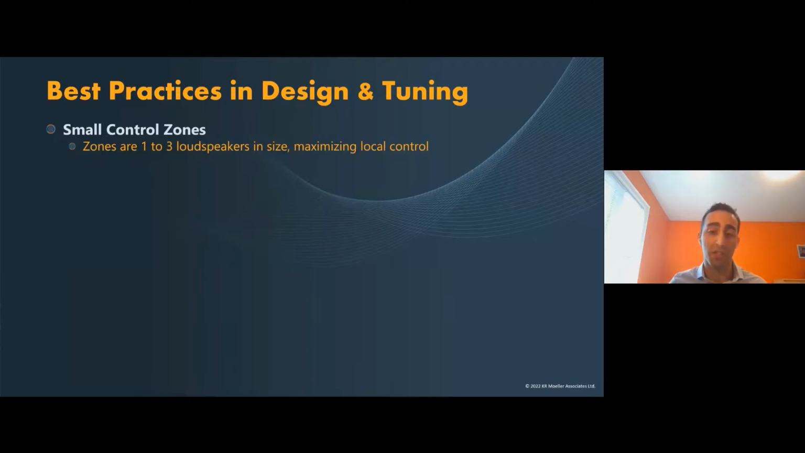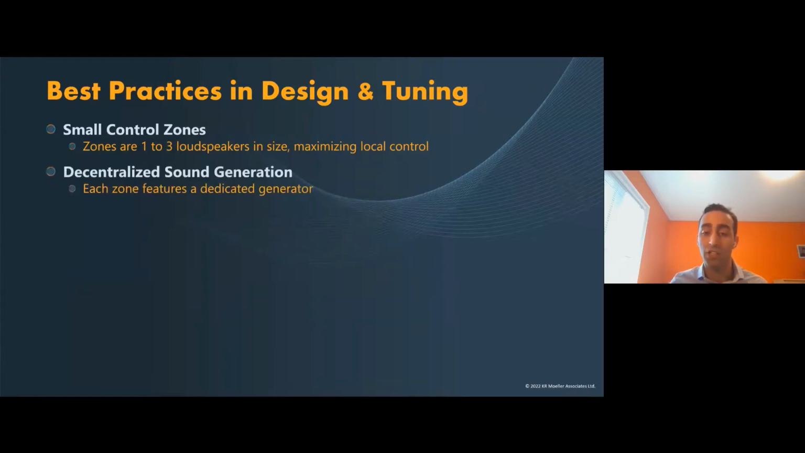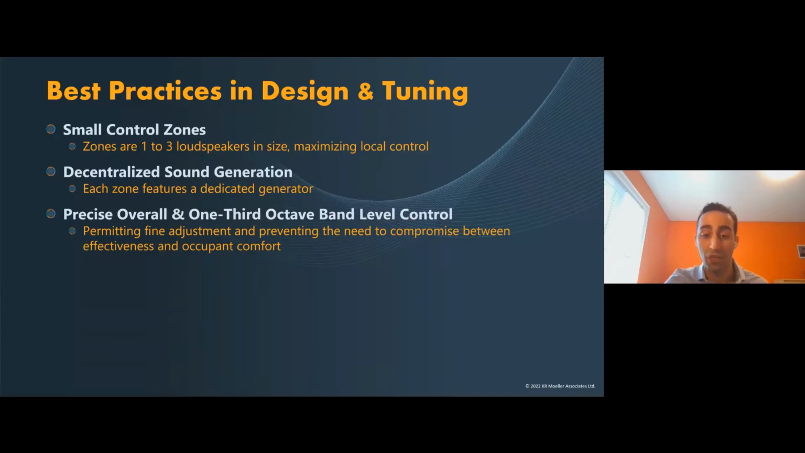For these reasons, it is encouraged that zones be limited to no more than 3 loudspeakers, up to a maximum of 675 square feet. Of course, this is in addition to the limitations as dictated by physics, where localized control of sound is not possible if the system's design doesn't allow for it. Second, each zone needs to be supported by a dedicated sound generator, which by very definition is required to allow accurate and precise adjustment of 1/3 octave band sound levels and therefore the overall level of localized treatment areas.